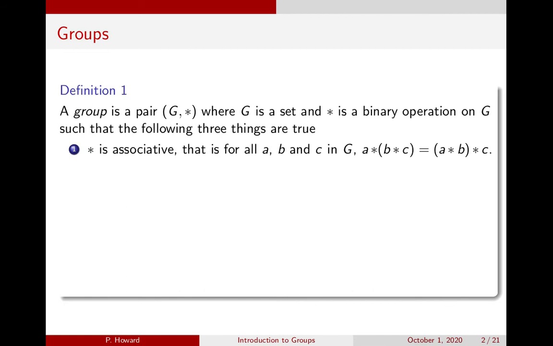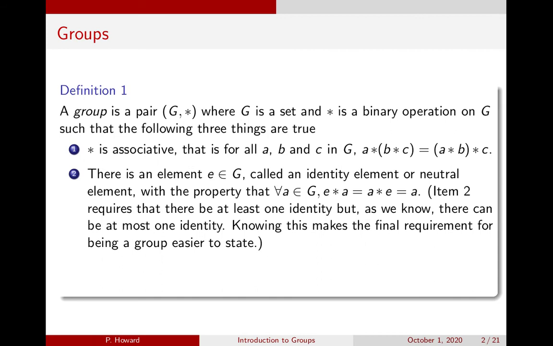The operation has to be associative. We know what that means, but I have included the equation here. This is the equation saying that the operation star is associative. There has to be an identity element in G for the operation star. We know the meaning of identity element, sometimes called a neutral element. And here, as a reminder, is the property that has to hold for every element of G: E star A has to be equal to A star E, which has to be A.